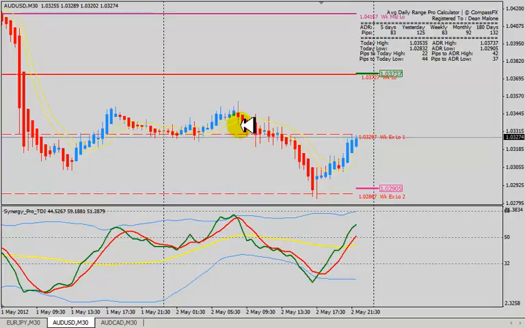After the Asian session here, during the European session, we did drop down and we reached our ADR low target that the average daily range pro calculator gave us based upon the Aussie dollar's movement.